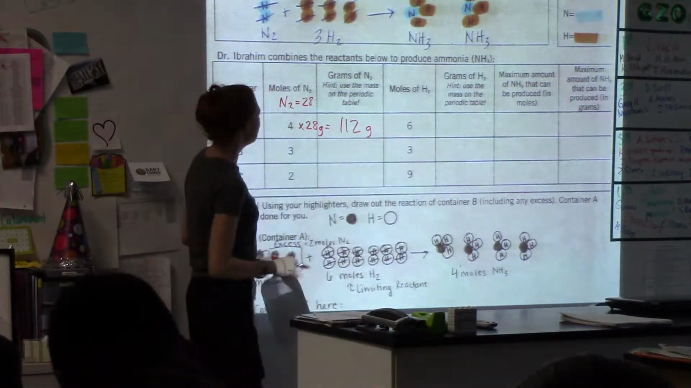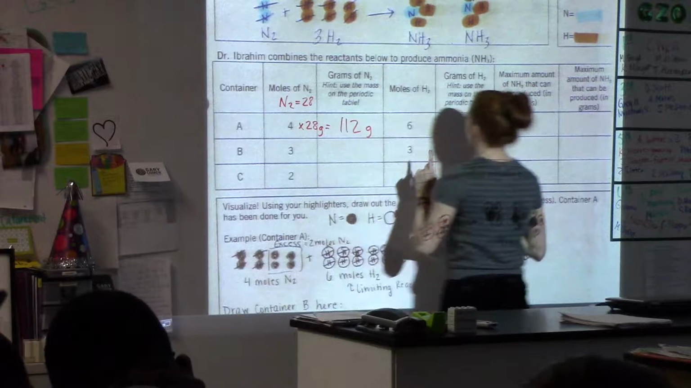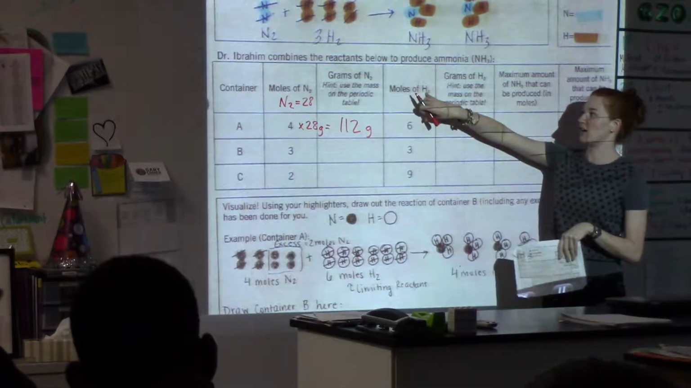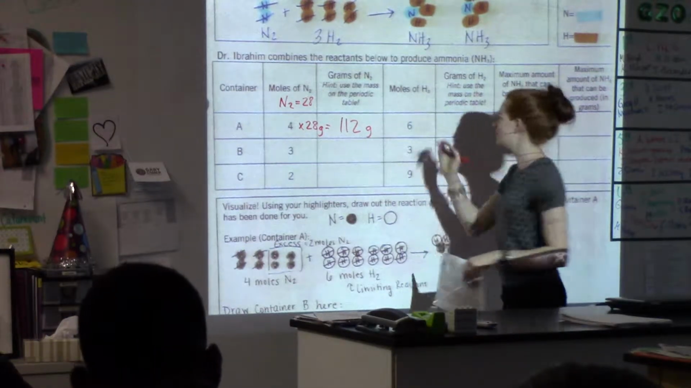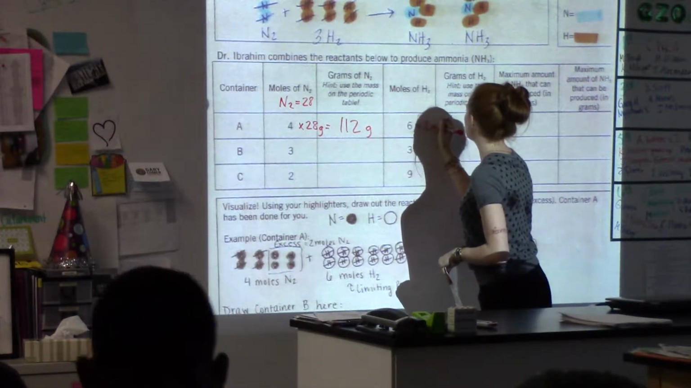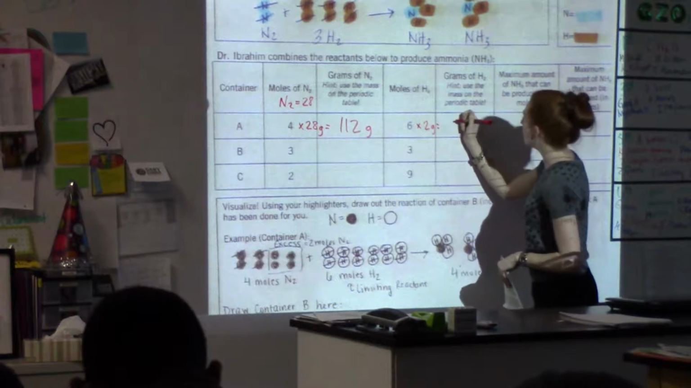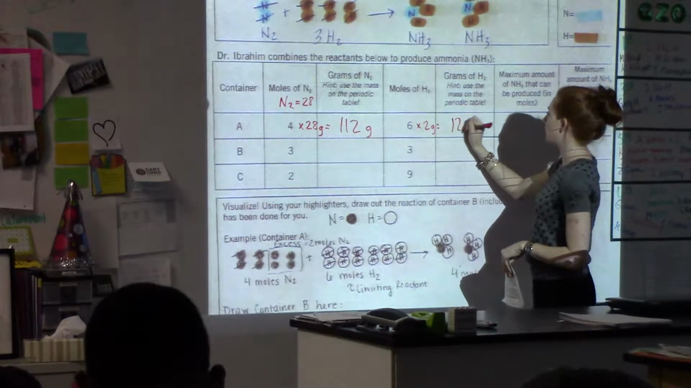Good, okay. So let's go to moles of H2. We're gonna do the same thing. How much does H2 weigh? You can just call it out. 2. Each hydrogen weighs 1, which is easy. So we have 2 grams apiece, and we have 6 of them. So how many grams of H2 do we have? 12 grams of H2.